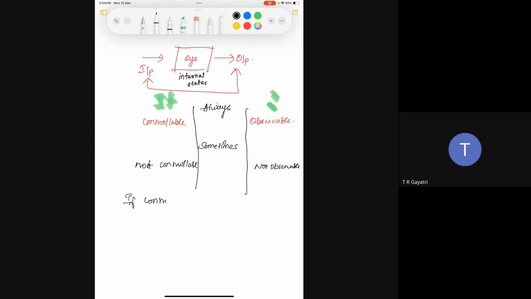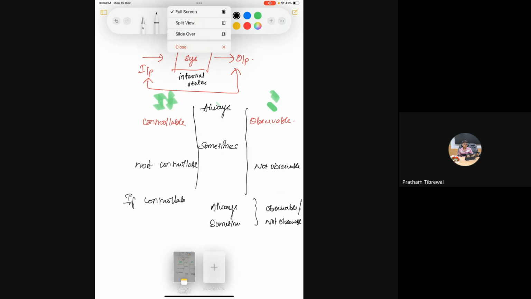If controllable, always, sometimes, observable. Ma'am, if controllable, then observable all the time. You're saying if it is controllable, always observable. You're choosing always, right? If one system is controllable, you're choosing it will be always observable. Okay. Any other deviation from this choice?